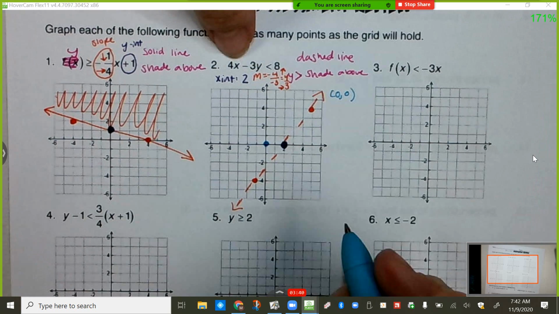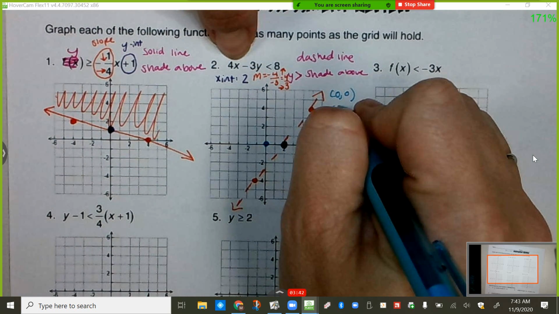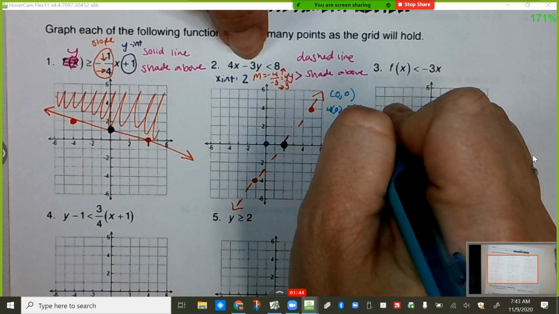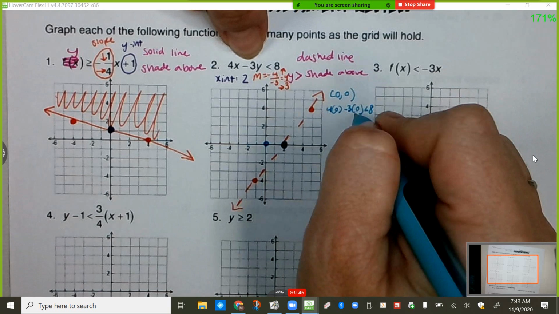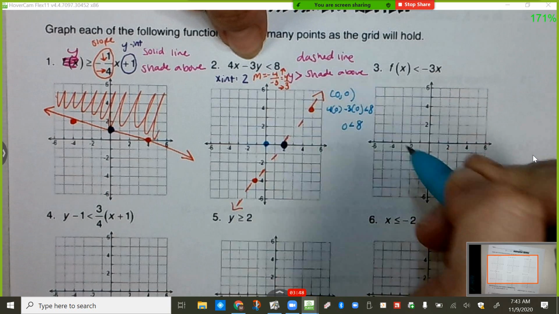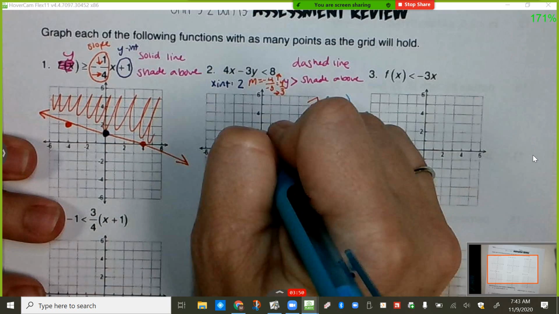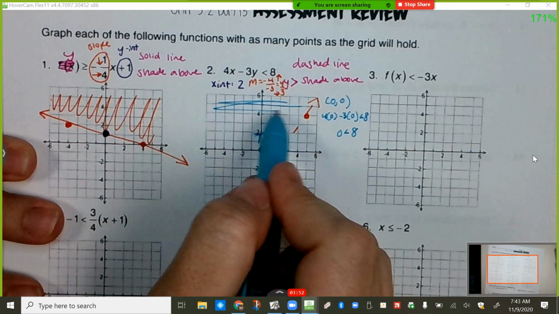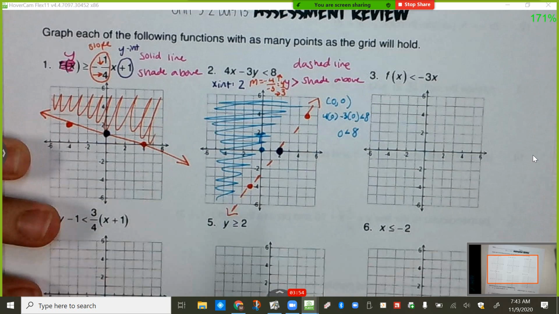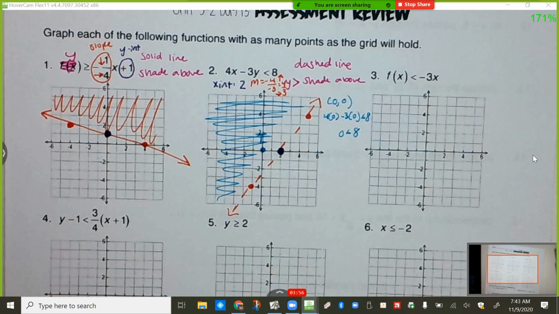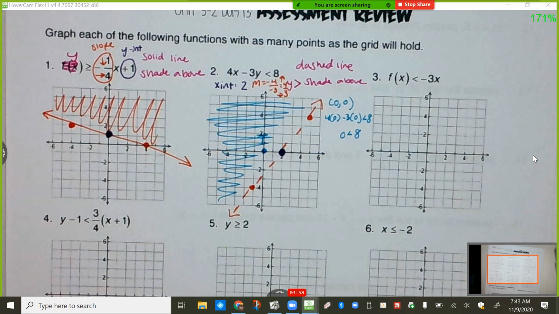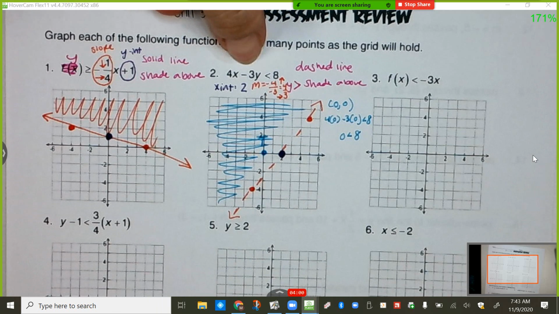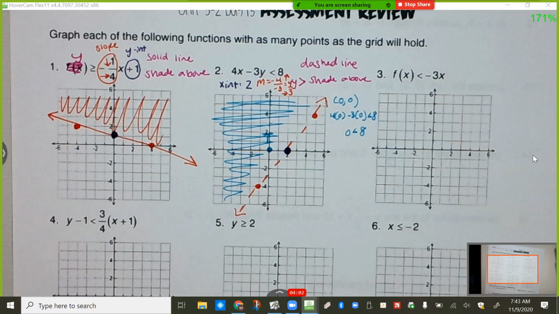So if I plug in 4 times 0 minus 3 times 0 is less than 8, well, anything times 0 is 0. Is 0 less than 8? Yes, so this is a true point, and we always shade the true side. So shading above, we were correct. Remember, if your coefficient of y is negative, you do the opposite of the symbol. If it's positive, then you do exactly what it says.